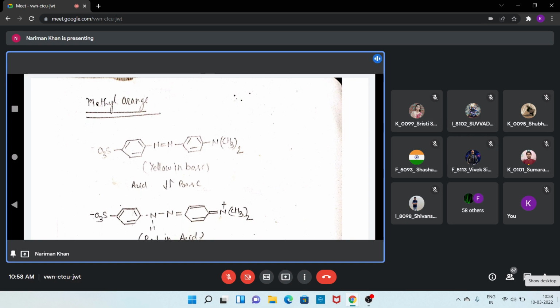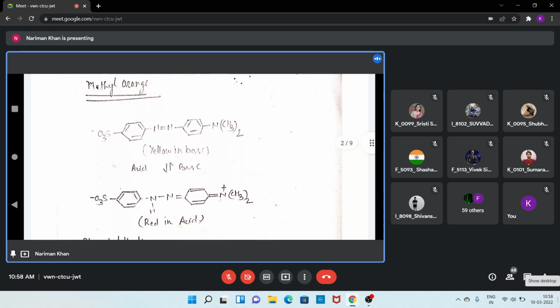And other than this, we will also use a self indicator, that is potassium permanganate. That will also be used in our redox titration only. So you will have to remember the structure of methyl orange, the change which takes place in the structure when it moves from acid to basic medium, why the color change occurs, what is the change in color, and what is the different structure which is obtained in acidic medium and in basic medium.